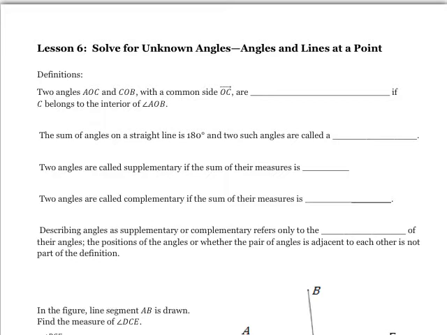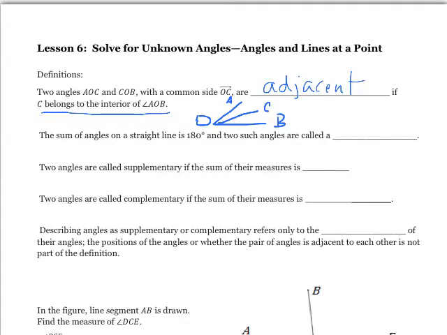So to start with some definitions, two angles, AOC and COB, with a common side OC, we can call those adjacent if C belongs to the interior of AOB. So here's what that looks like. If I have AOC and COB, that means my vertex is at O, and this would be AOC and COB. If C is in the interior of angle AOB, they are adjacent.